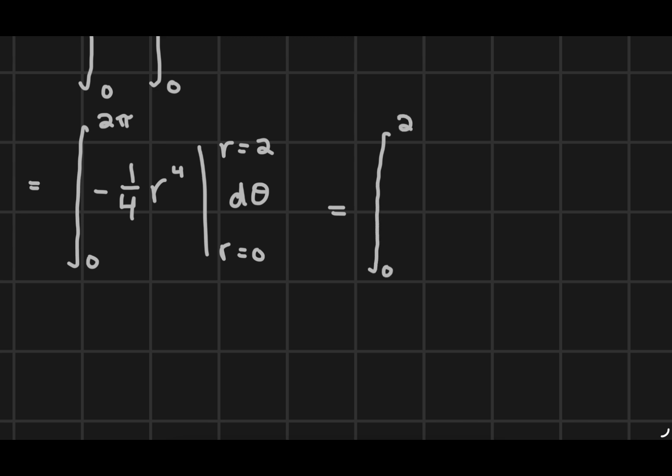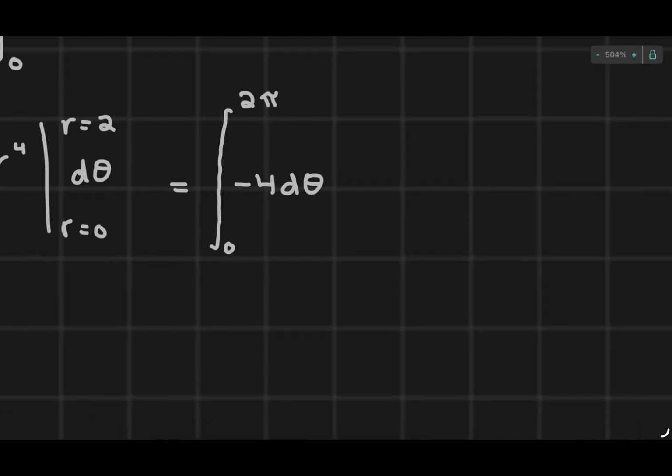From 0 to 2 pi of negative 4 d theta. And just note that I skipped the step of plugging in 0 because it's obviously going to be 0. Negative 1/4 times 0 to the 4th, no matter what power or order it is, it's going to be 0. So our final integral here is going to equal negative 4 d theta, evaluated from 0 to 2 pi.